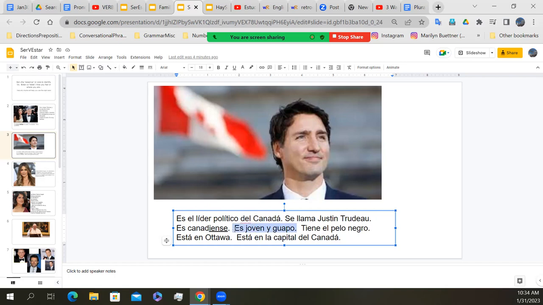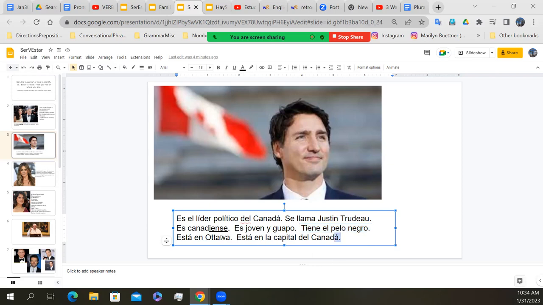Now I'm going to describe him. Es joven y guapo. He's young and good looking. Handsome. Guapo, handsome. Es joven y guapo. Okay. And I'm going to say he has black hair. Tiene el pelo negro. Tiene el pelo negro. He has black hair. Okay.